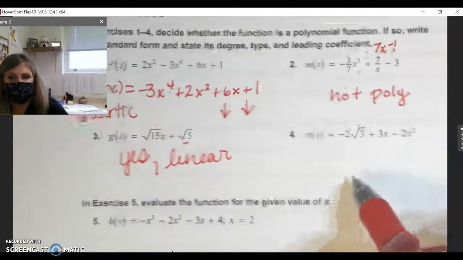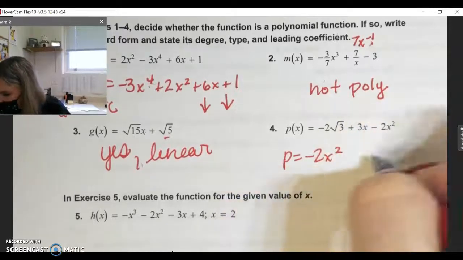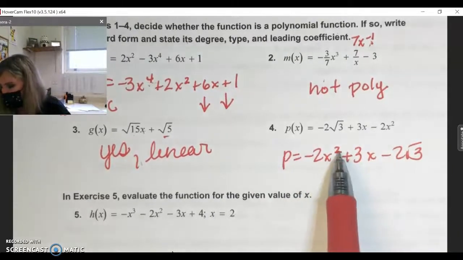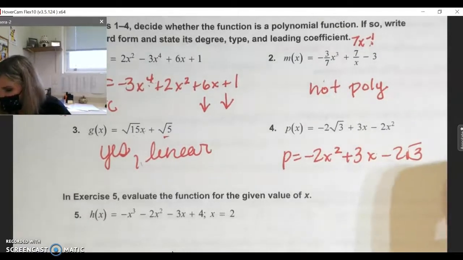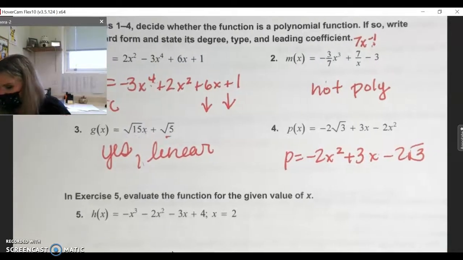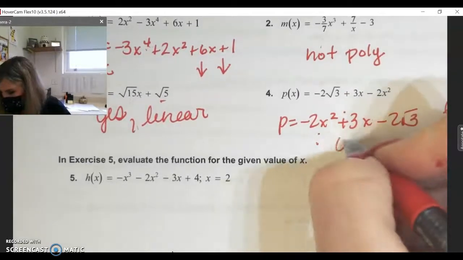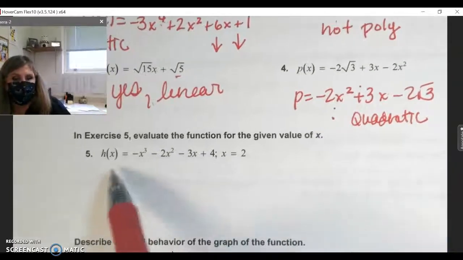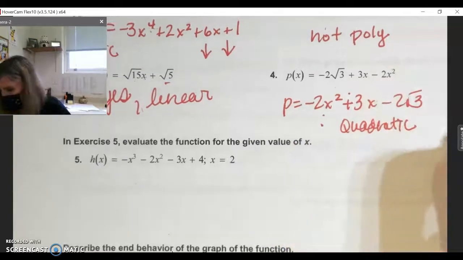All right. The next one, put it in descending order. It's going to be -2x squared plus 3x minus 2 radical 3. Check the exponents. They're good. They're whole numbers. Leading coefficient. Forgot to do that on the last one, but that's okay. Leading coefficient here is -2. And what type if it's to the 2nd power? Quadratic. All right, and how would this go, by the way? Down, down at the ends.